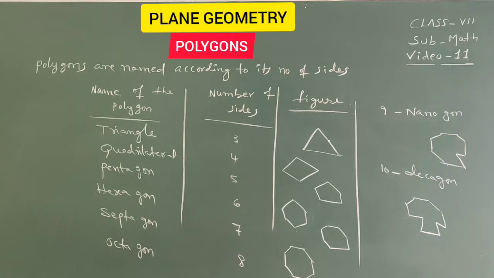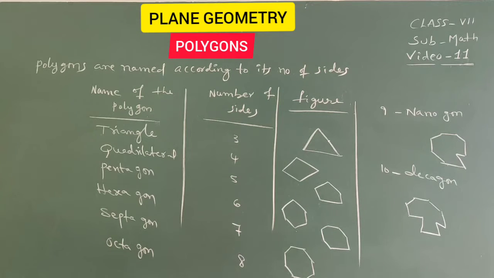If the polygon has three sides, it's a triangle. If it has 4 sides, it's a quadrilateral. A quadrilateral may be a square, rectangle, rhombus, parallelogram, trapezium, etc. If it has 4 sides, it's simply a quadrilateral. If it has 5 sides, pentagon.